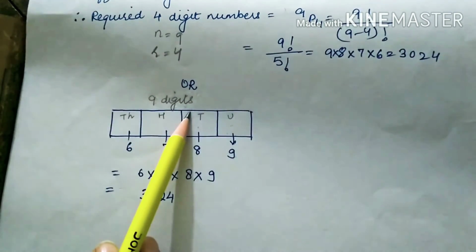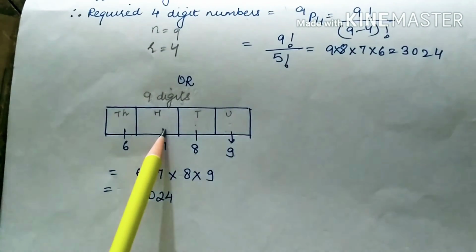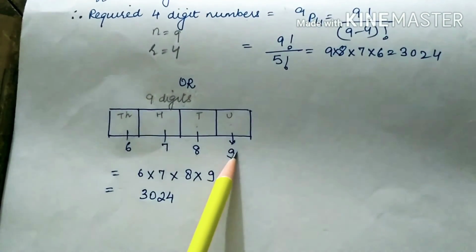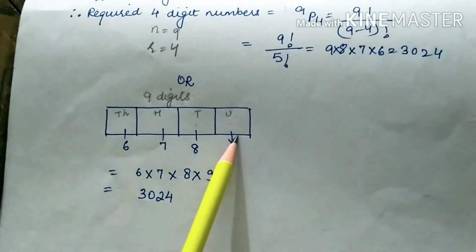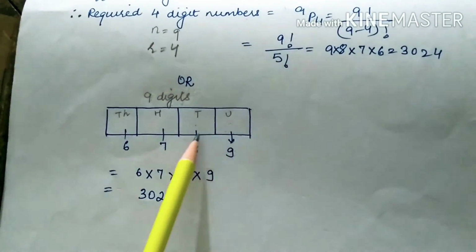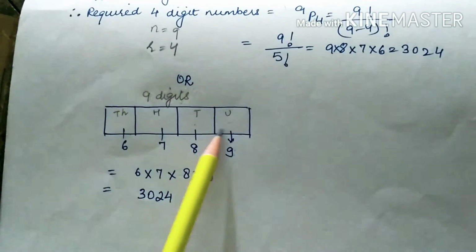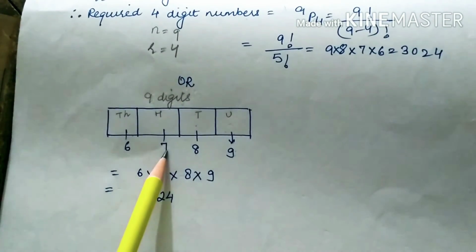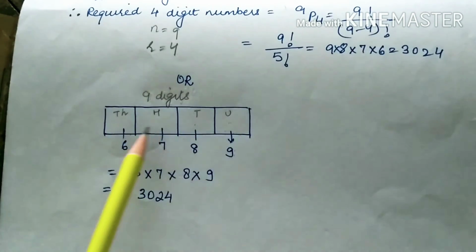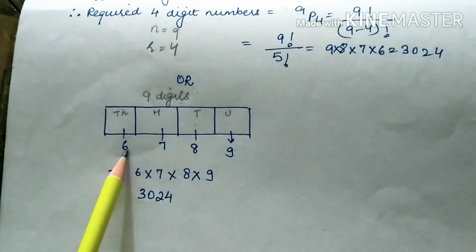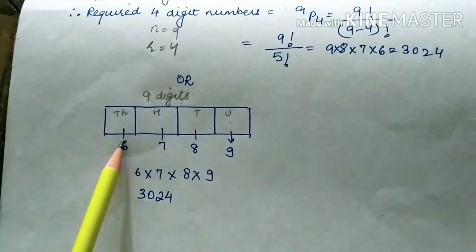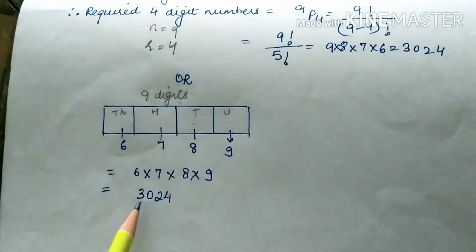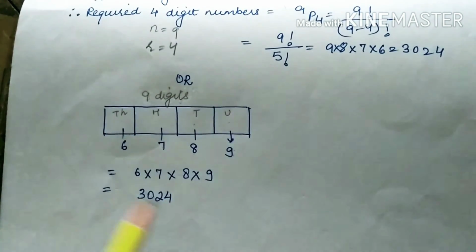Now we have 9 digits available with us, and how many places we have? 4 places, because we have to form a 4-digit number. So the units place can be filled in how many ways? 9 ways. Why? Because we can put any of the 9 digits at the units place. Tens place can be filled in 8 ways, because 1 digit we have already used at the units place. Similarly, hundreds place can be filled in 7 ways, as we have already used 2 digits. And the last place can be filled in 6 ways. Therefore, the total number of ways in which this 4-digit number can be formed is 6 into 7 into 8 into 9, which is equal to 3024.